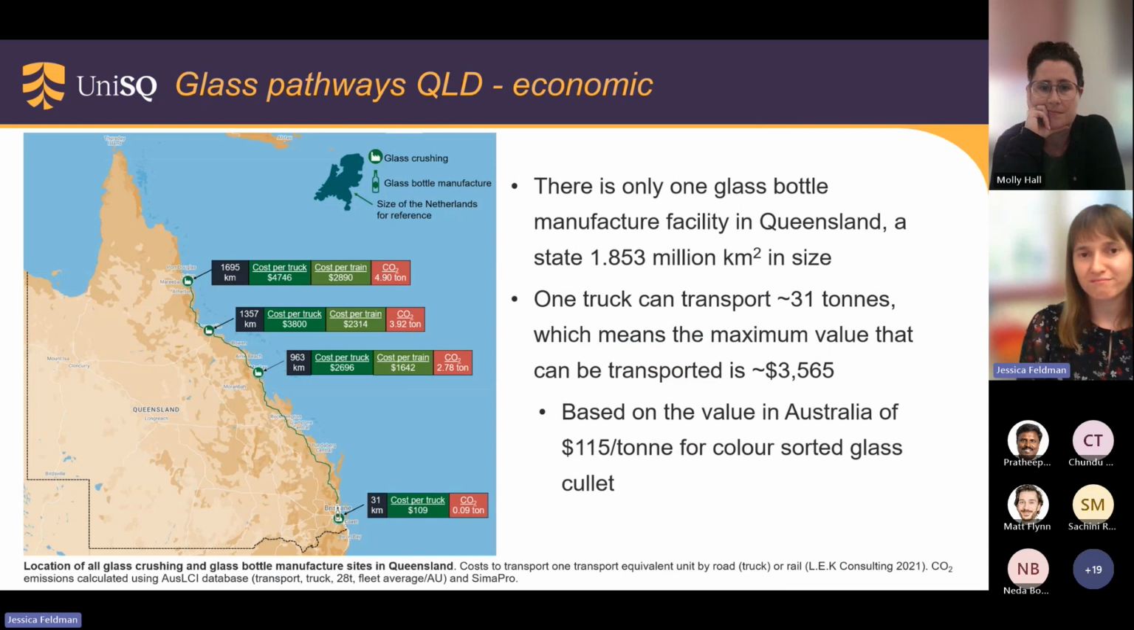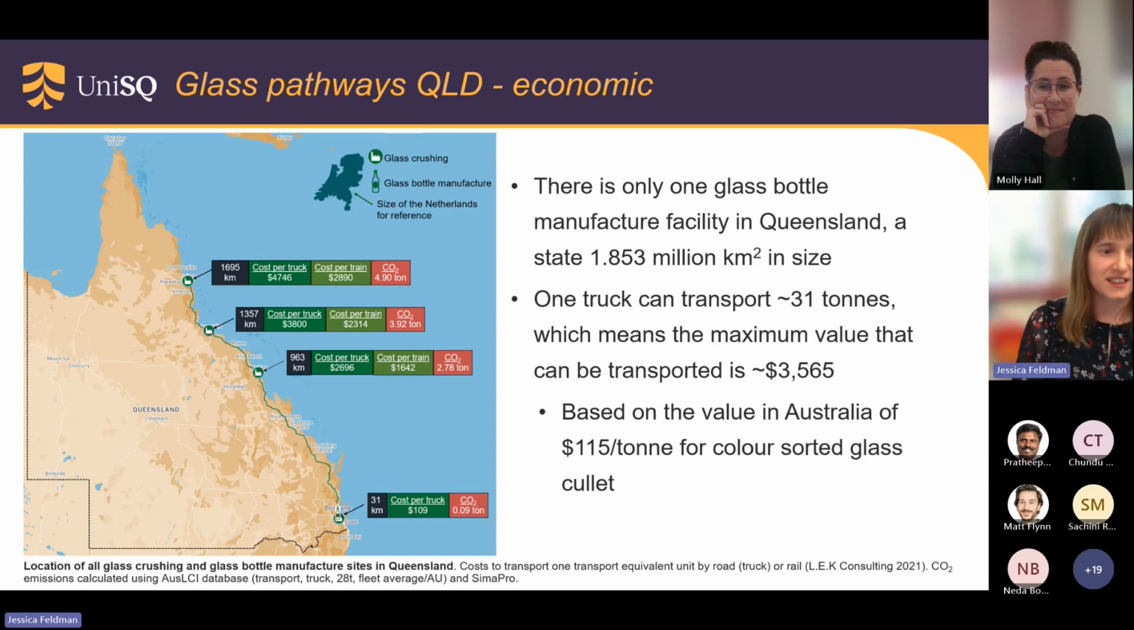But this is just one economic factor, and another big one, which is the second highest barrier to circular economy in Australia, is transport distance. This figure here is showing Queensland, obviously, and also all the glass crushing facilities, which are these little icons here, and the one and only glass bottle manufacturing facility in Queensland, which is down here in the Brisbane area.